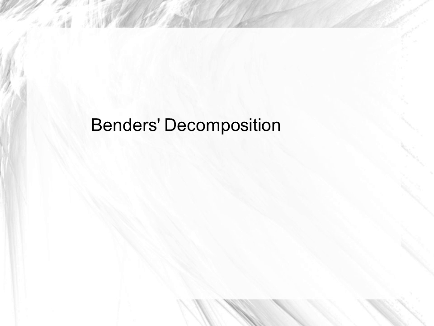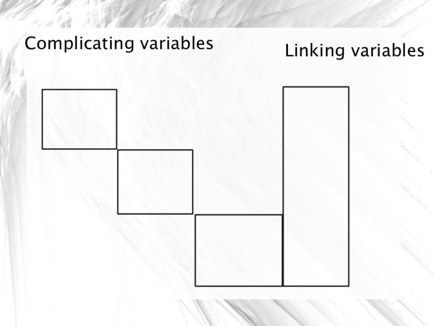Now we will investigate the Bender's decomposition. Let's look at the typical setup, where the LP is written in two parts, complicating variables and linking variables. And here they are, the complicating variables on the left and linking variables on the right. This is similar to the Dantzig-Wolfe decomposition setup, but slightly rotated.